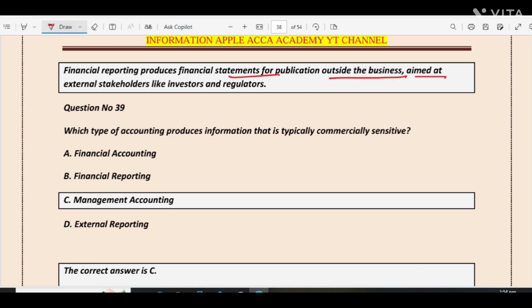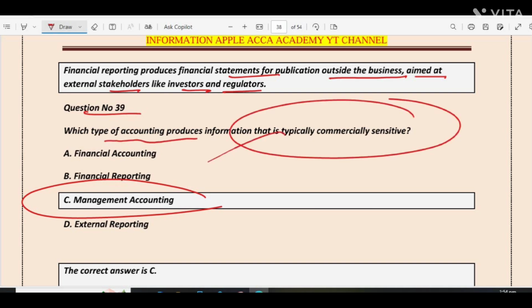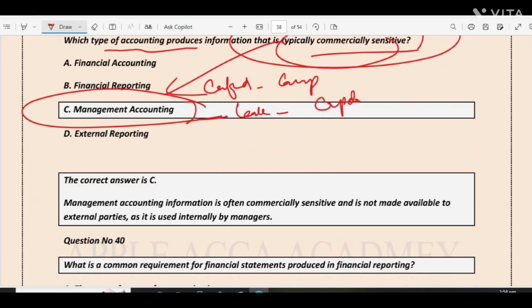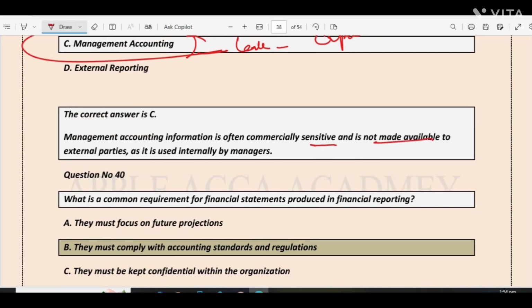So now here in MCQs we have 39: which type of accounting produces information that is typically commercially sensitive? That is management accounting, because this information is competitive, it is for the progress of your company. So you have to not leak out the information, because if you do, then the competitor will take advantage of it. That is why it is commercially sensitive. Here, you see, this information is not made available to external parties and it is used internally by managers.